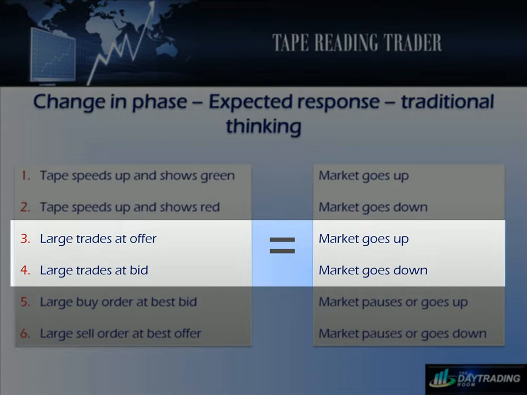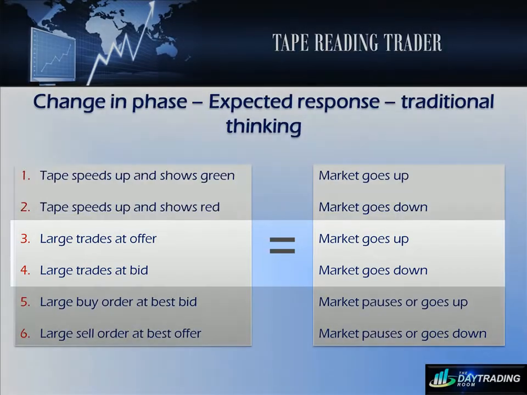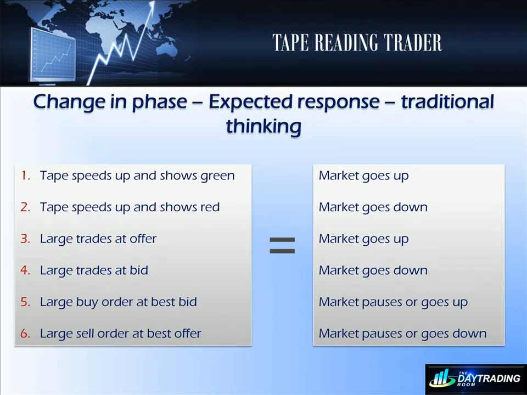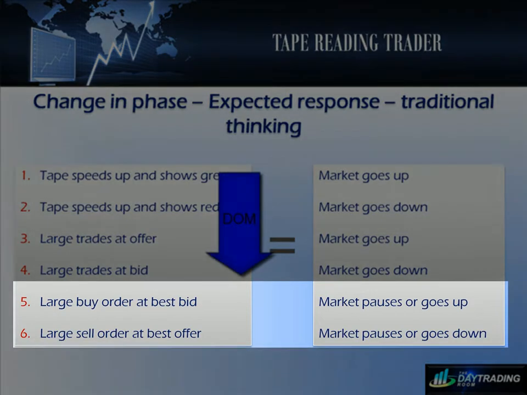You're seeing large demand coming in, that should lift and the market should move up. Vice versa, large trades hitting that bid, so we're seeing red, hundreds, 200s, thousands hitting the bid. The expected response is the market would go down. And then finally, let's look at the dome.